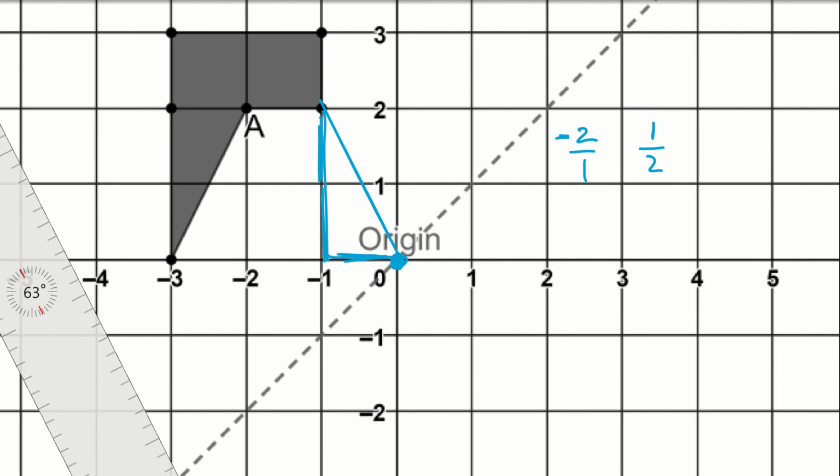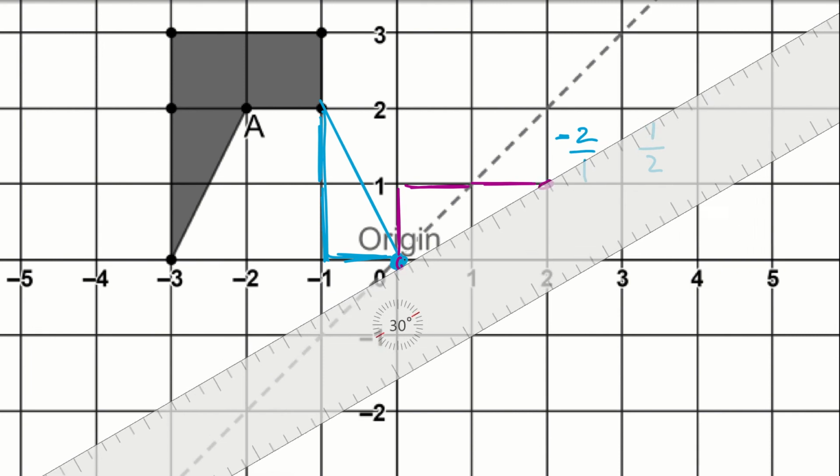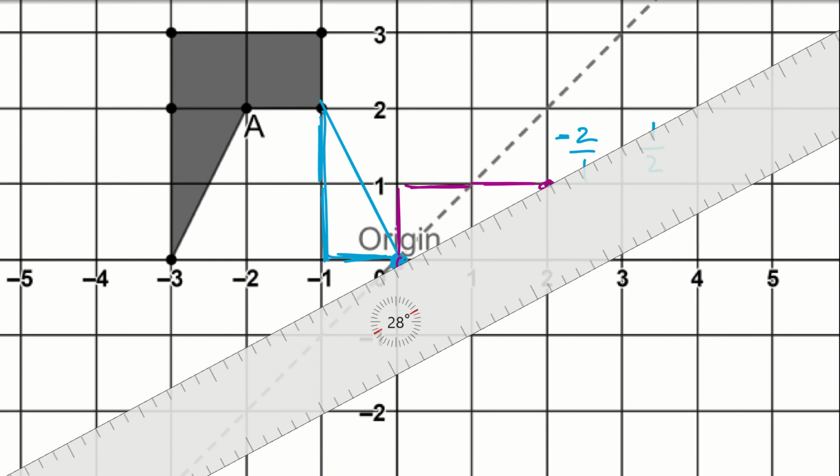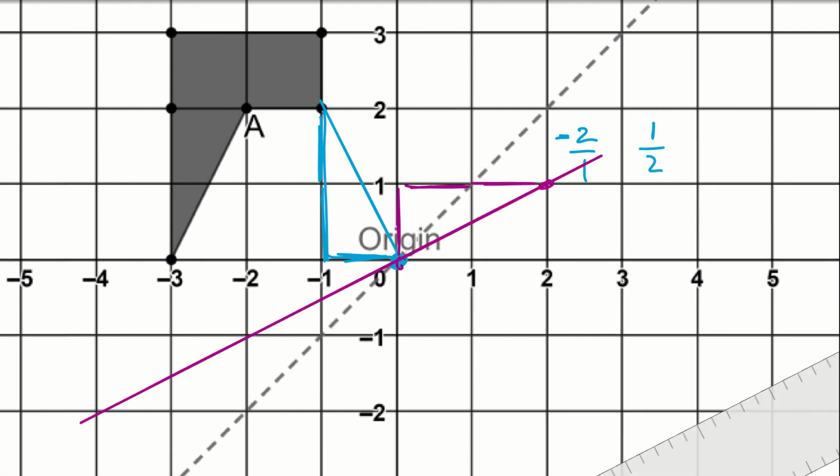Now I can draw that, and I'll use a slightly different color here. I'll just go up 1 and then over 2, 1, 2, right? So this point right here and the origin, those two are specifying a line that would be perpendicular to this. What I'm looking at here is the line where, if I take this point and start rotating it around the origin, this point is going to land somewhere on that line.